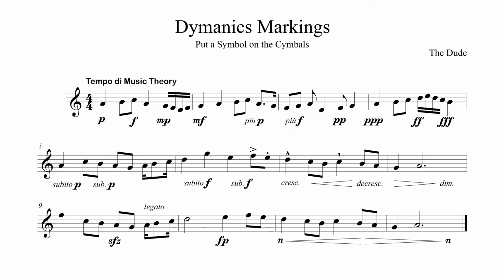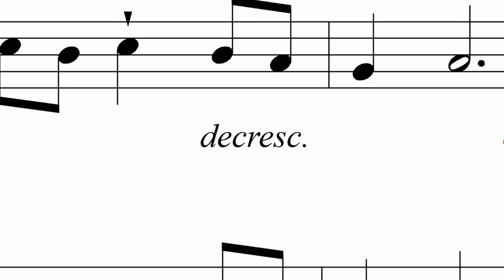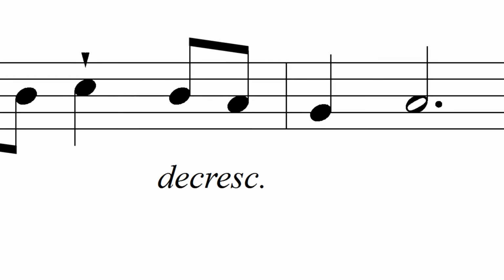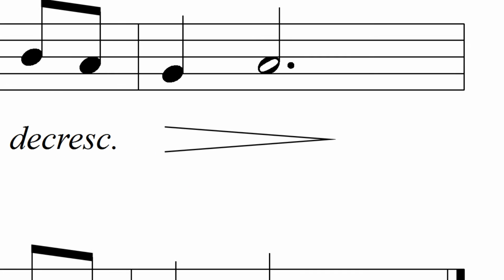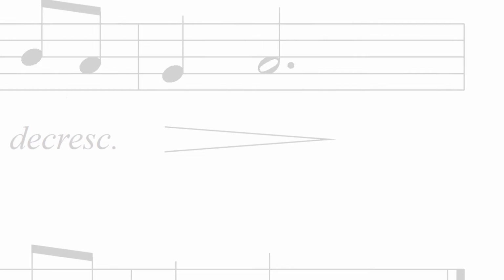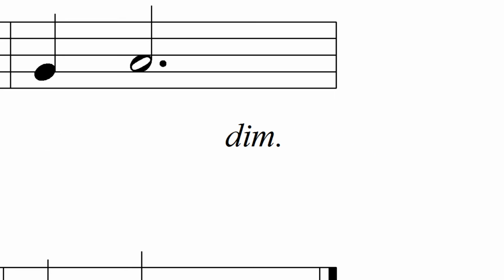Decrescendo means decreasing and is abbreviated as DECRESC. So when playing this, you gradually play quieter. You might also see this symbol, which also means decrescendo. Diminuendo, abbreviated as DIM, translates as diminishing. It also means gradually play quieter.